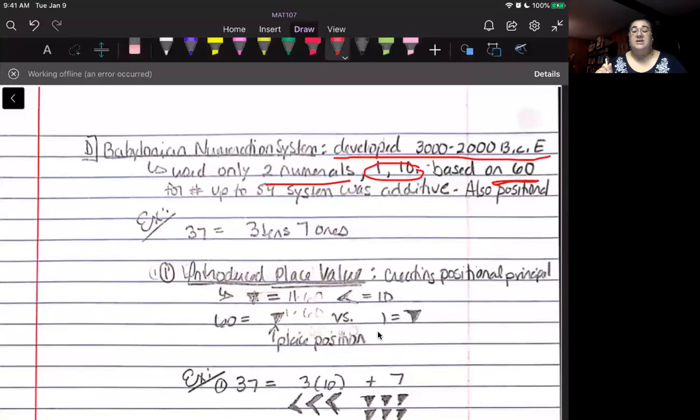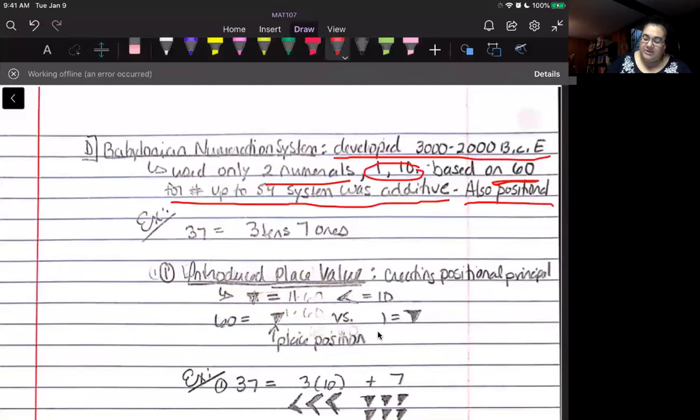So, up to the number 54, okay? This is sort of interesting. Up to the number 54, their system was additive, and they also had positional, meaning that where the number was located did determine its value, okay? So based on the building blocks of place value from the Roman numeral system, which they never really determined was place value, but they did determine that position mattered, the Babylonians did have a system that had place value, and that did matter, okay? So their place value, and that's what we're going to look at here.